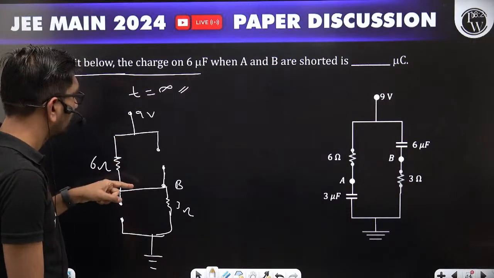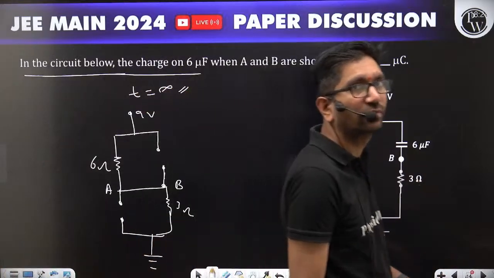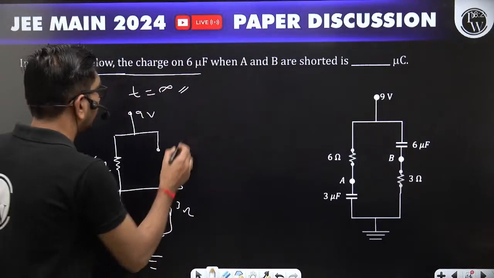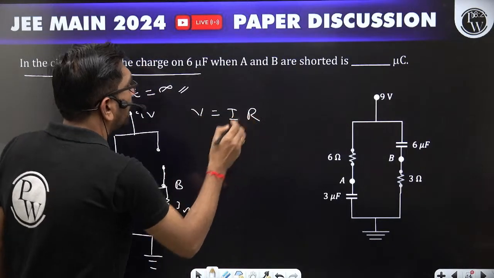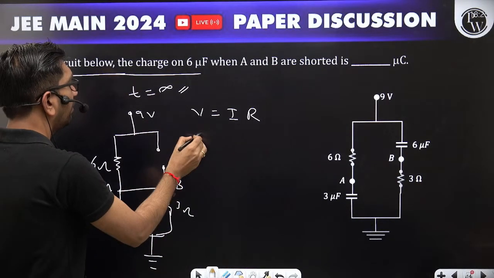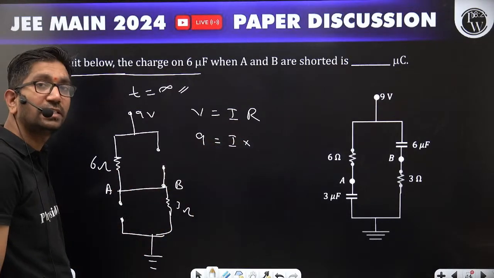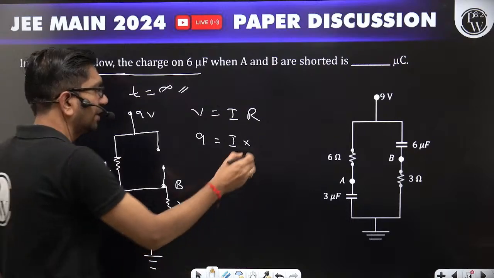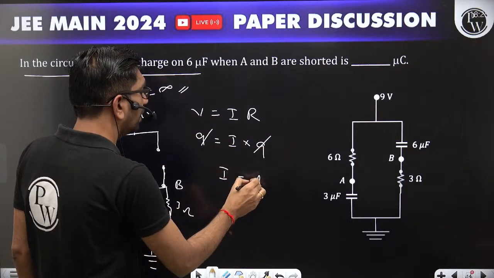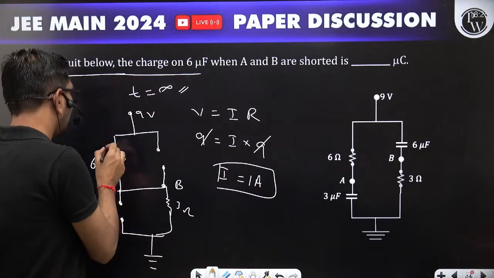So here these two resistances are in series, right? So we can apply V is equal to IR, Ohm's law. Voltage is given as 9. I into resistance. These two are in series, 6 plus 3, it is 9. This one gets cancelled, right? So I equal to what did you get, beta? 1 ampere you got. Correct. 1 ampere current is flowing like this.